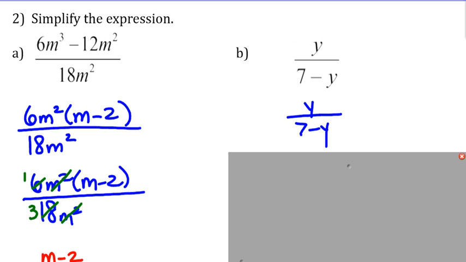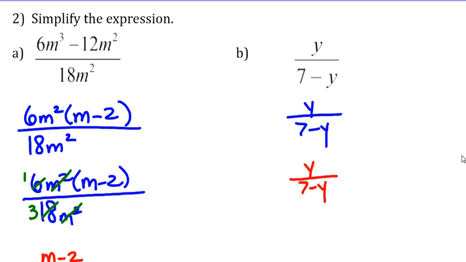So if these are our factors, is there anything in common that we can divide out? Well, the answer is no, because this is y, and this has a value of 7 minus y. They are not exact matches to divide out. Therefore, this expression is already in its most simplified form.